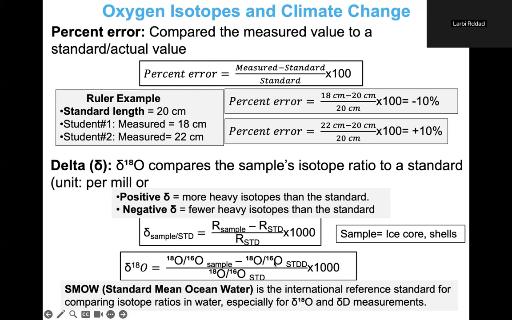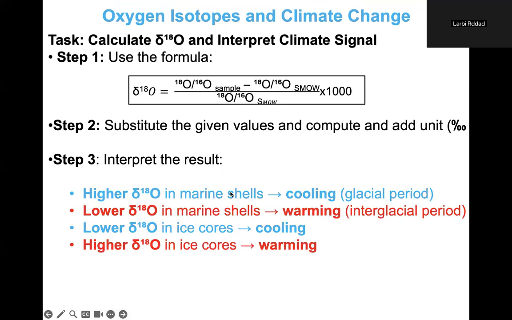So the standard we use is called Standard Mean Ocean Water. So the O18 over O16 of the standard means the O18 over O16 of the Standard Mean Ocean Water. It's the international reference standard for comparing isotope ratios in water, especially for O18 and delta D also. Anyway, don't worry, we'll go over a couple of sample questions and you'll be able to understand how to find delta O. For example, you're asked to find delta O18 and interpret the climate signal.